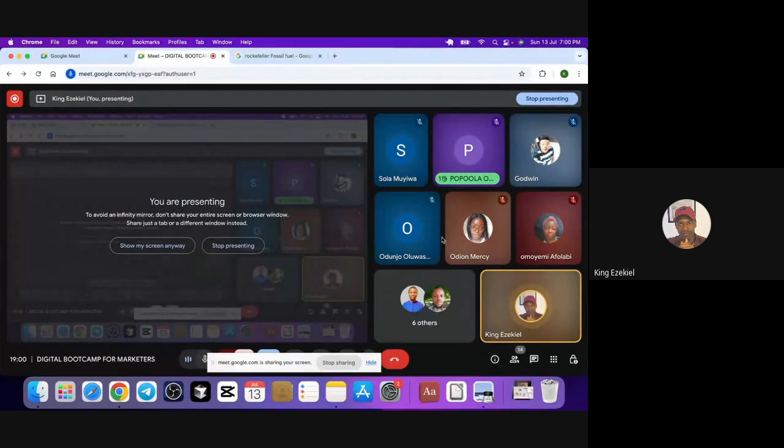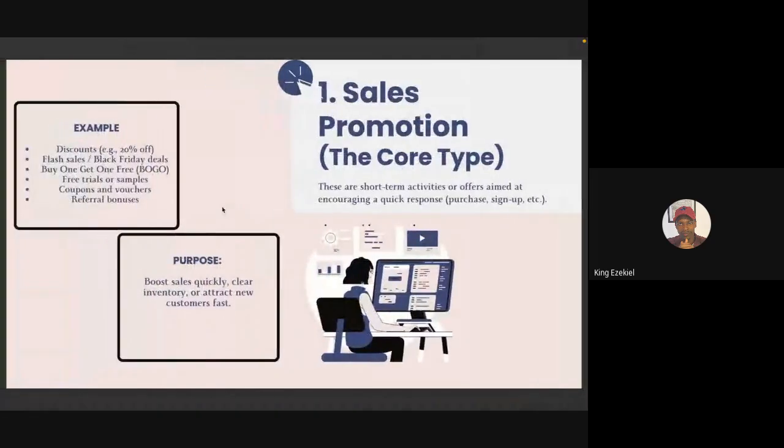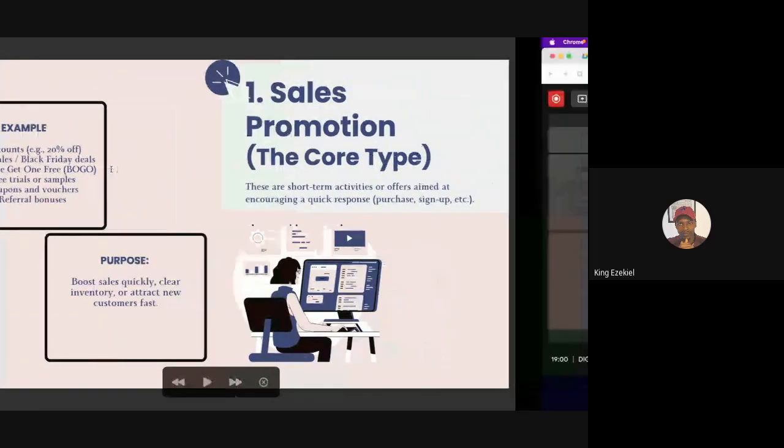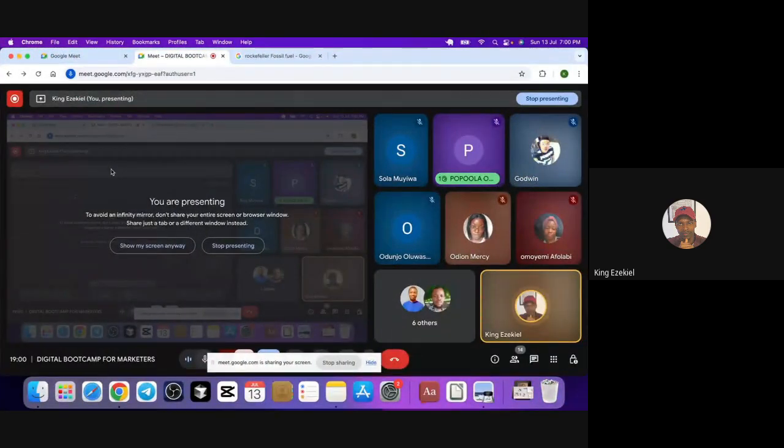So hope you understand. You're the one that will now sit down, study your product, study your customers, and know what suits or what fits. But a lot of times, sales promotion works. This buy one, get one free. So you're the one that will calculate your costs. And another thing you can do is, like I said, people like to think that they are cheating you. You understand what I'm saying?